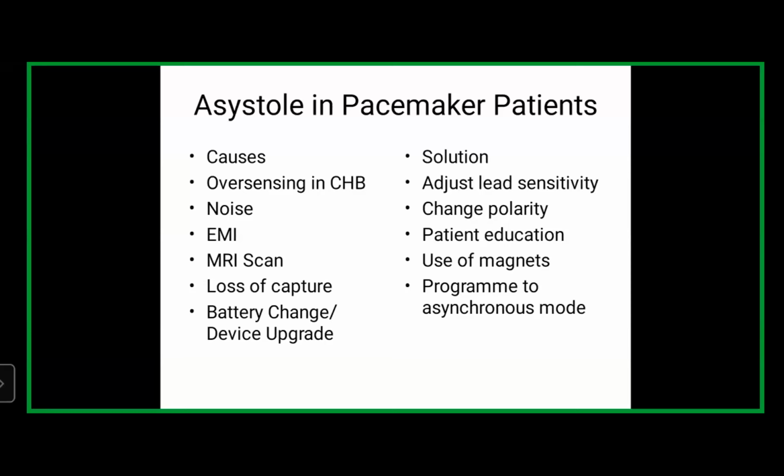So for dependent patients, they are really the ones who are susceptible to developing asystole if their device develops some of these issues. Loss of capture is also another one, and that might be due to lead dislodgement or lead displacement, or insulation damage, or lead fracture.